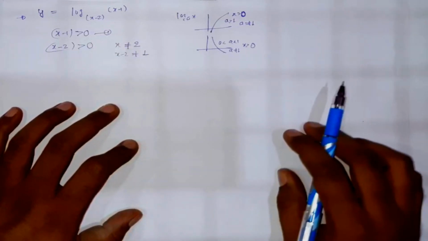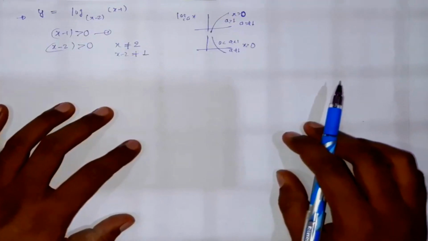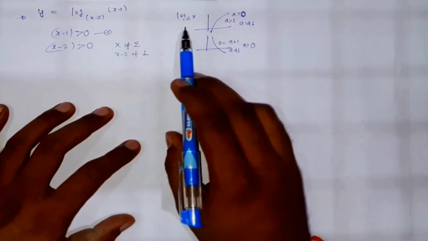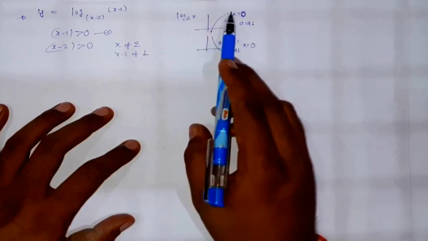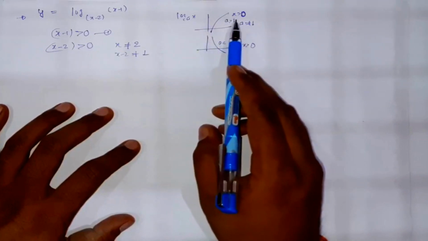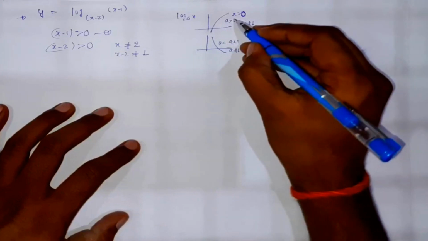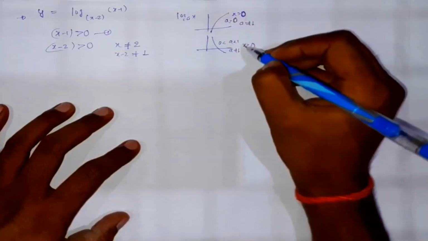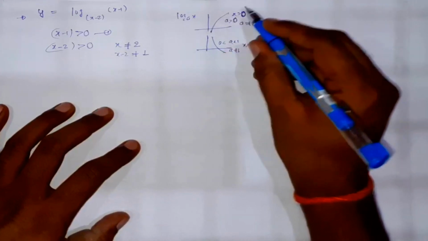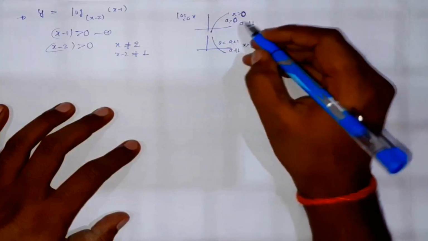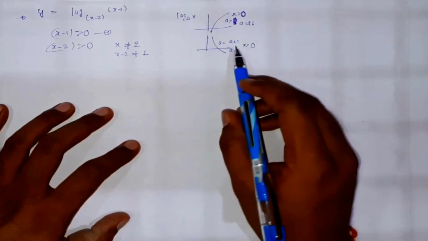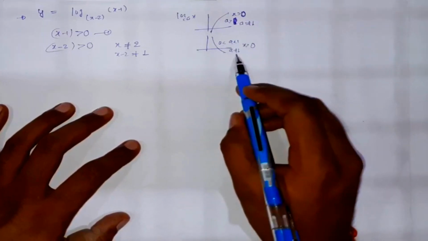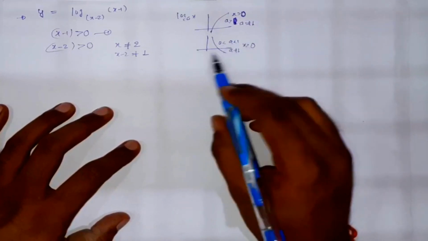For this, I know the basic function of log, that is log base a of x. The graph will be like this if a is greater than 1 and x is greater than 0. Sorry, this will be 1. If a is less than 1, greater than 0, and a is not equal to 1, and x is positive, then the graph will be like this.